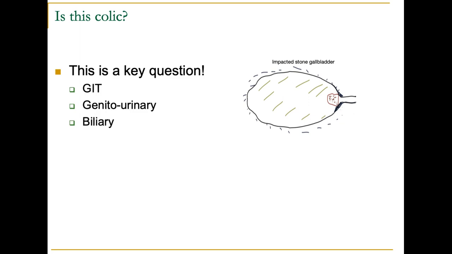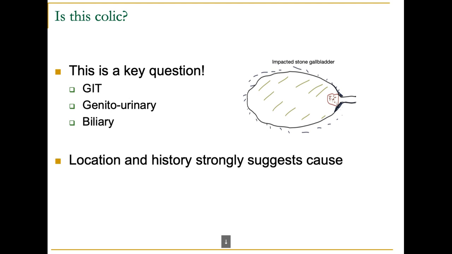So why is this question important? It's important because colic means pain in a hollow organ, and there are only three main systems in the abdomen which are hollow. It's the GI tract, the ureter or the genitourinary tract, and the biliary apparatus. So colicky pain cannot arise anywhere else. So the key question of whether this pain is colicky or not is important for you to settle early on in the history taking.